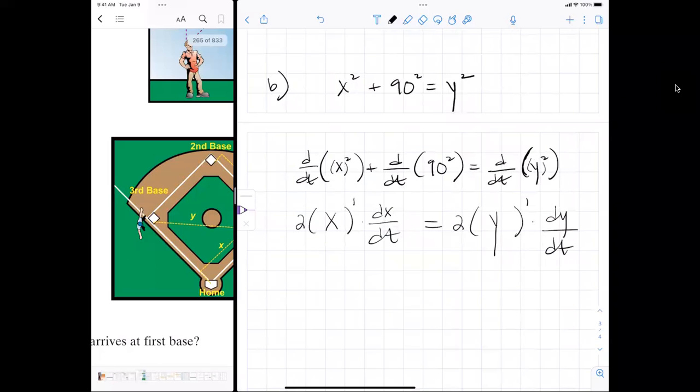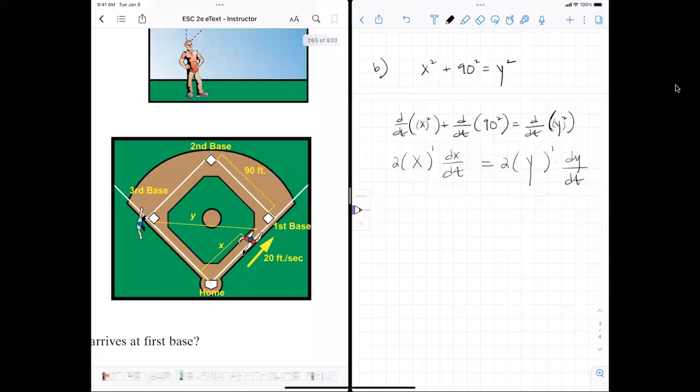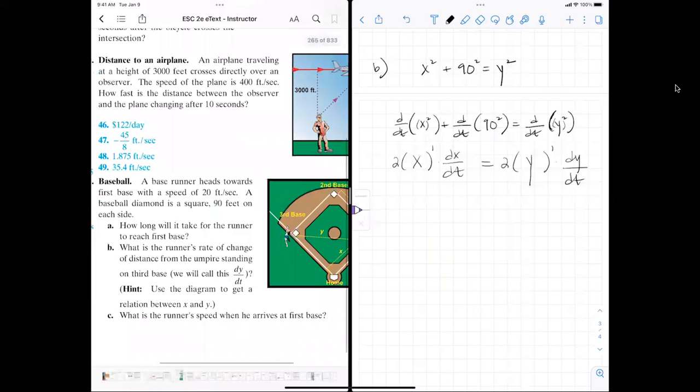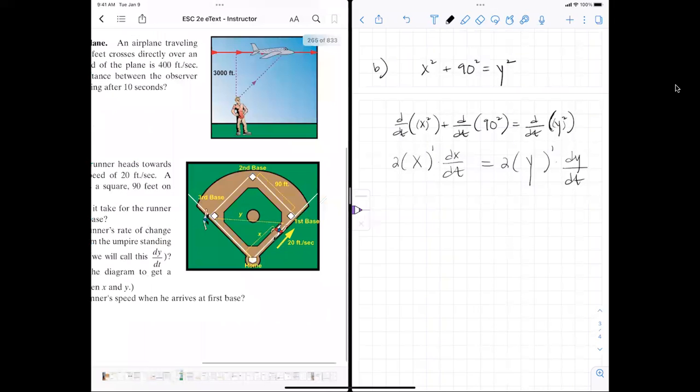For part B, the question is not giving us a specific moment when we want to find dy over dt. So they want us to isolate dy over dt, but they haven't given us any information to describe the moment in time. So they just want the formula. What we can plug in is the runner's speed as they're heading towards first base. And they've kind of labeled it in the picture.